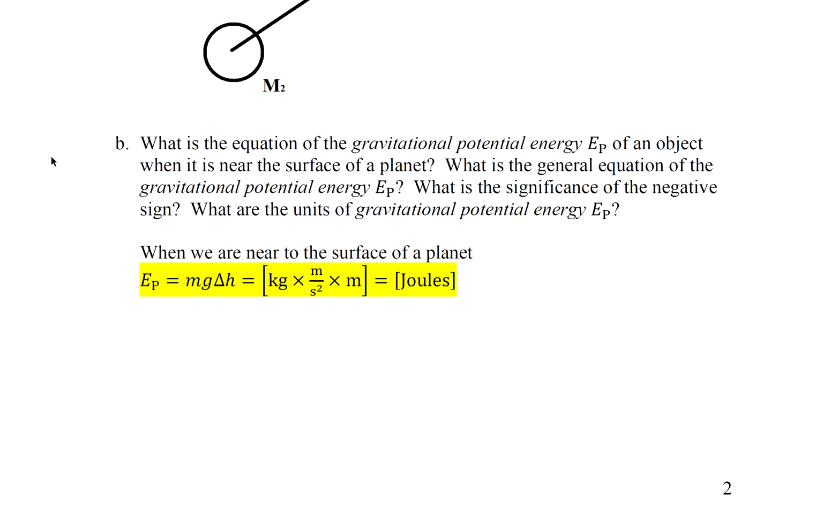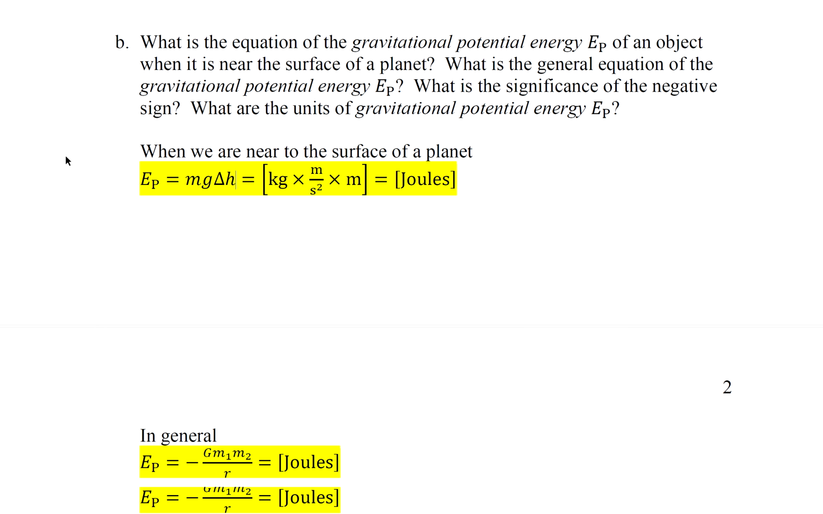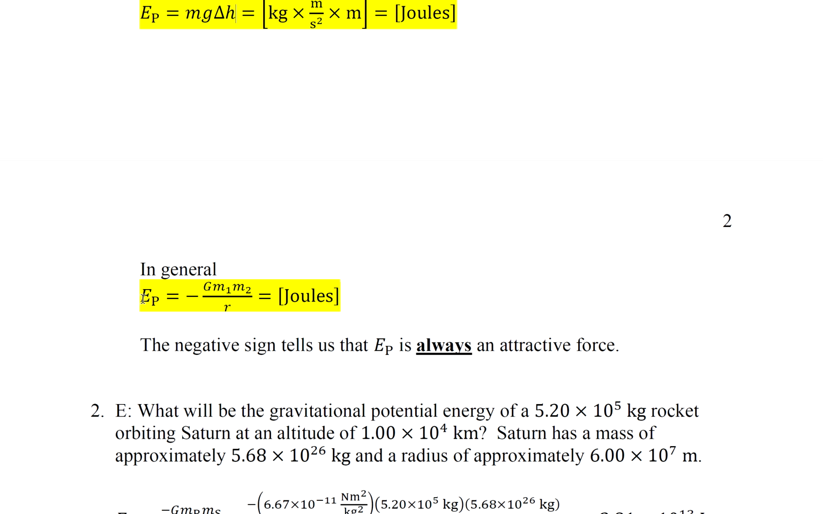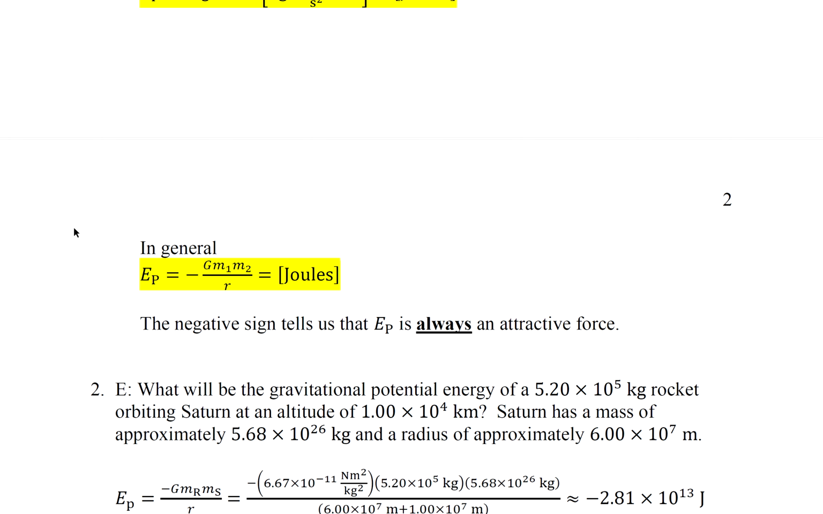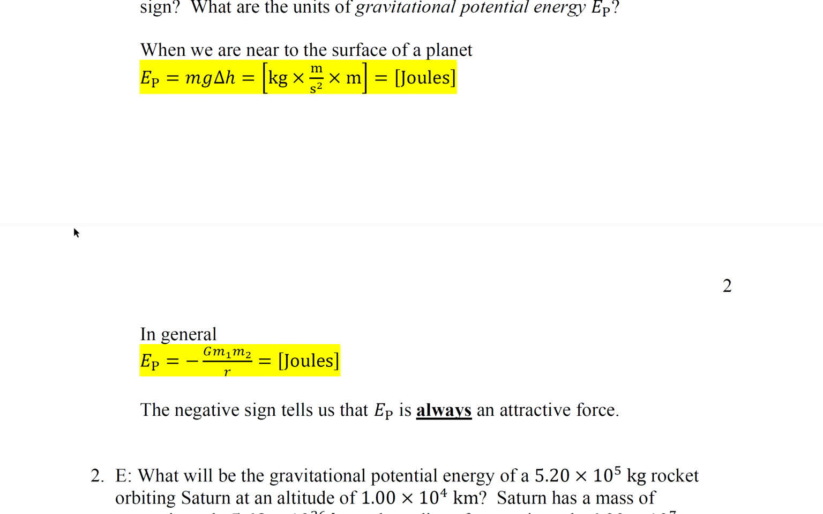So when we are near the surface of a planet, gravitational potential energy is mg delta h. And hopefully you recall that. In general, it's minus GMm over r. Same units, joules. The negative sign tells us that gravitational force is always an attractive force.